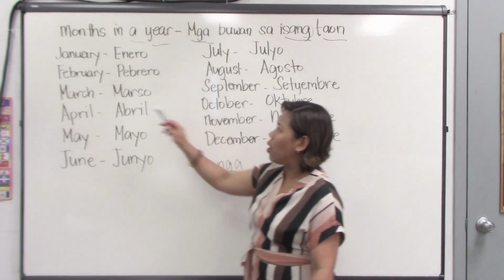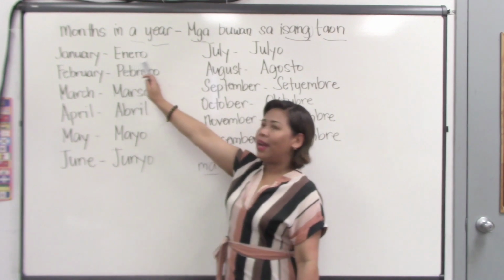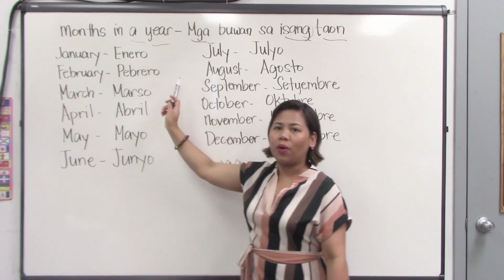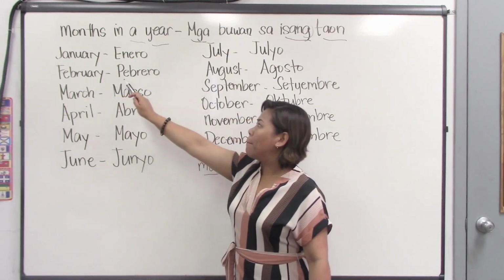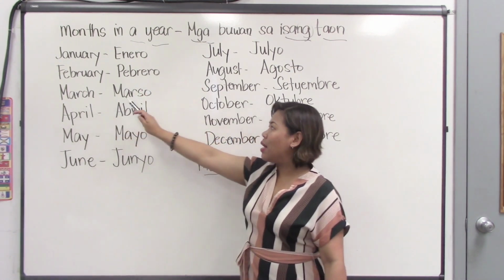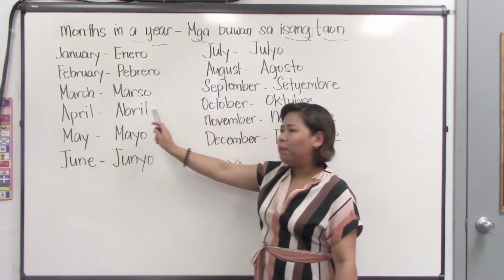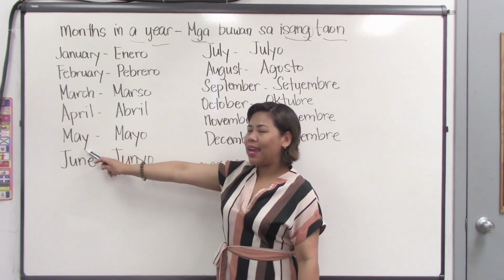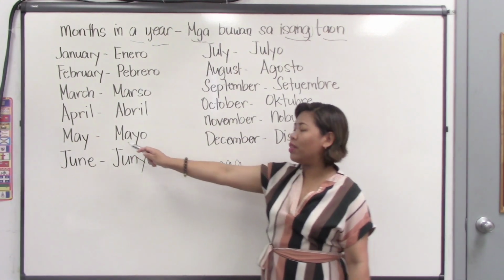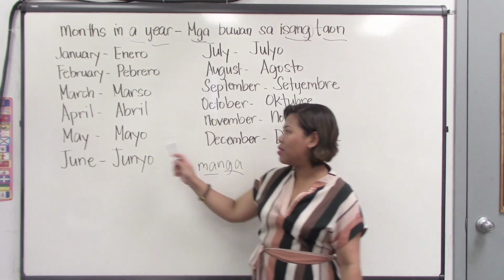Let's look at the first one. January. January is enero. February, febrero. March is marzo. April, abril. May is mayo. You don't read this as a mayo, okay? We don't have a long A sound. No mayo there. It's mayo.